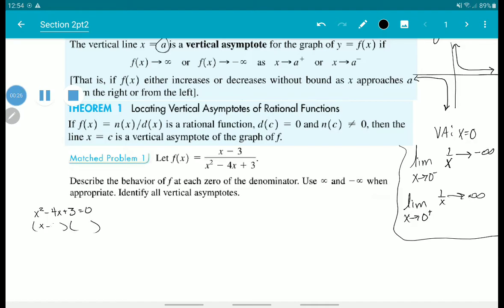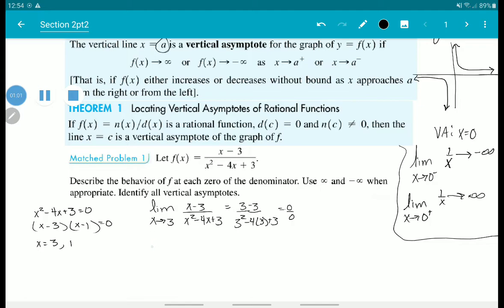we're going to get x minus 3 times x minus 1. So x is going to be equal to 3 and 1. So let's start by finding the limit as x approaches 3 for this function. So if you notice here, if we were to plug the 3 in, we're going to get 0 over 0. So that's that indeterminate form that we talked about in the last section.